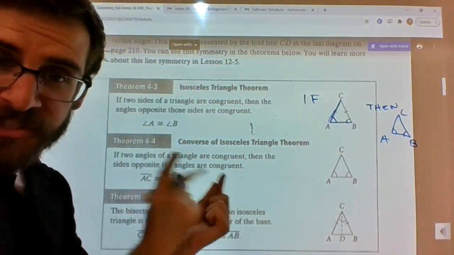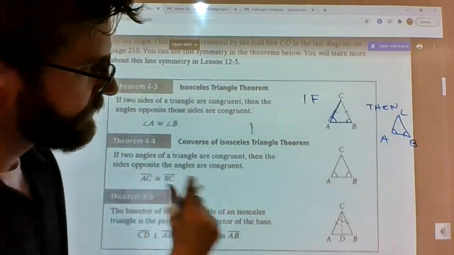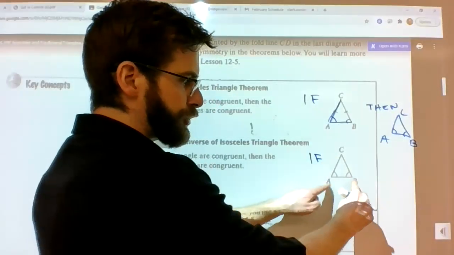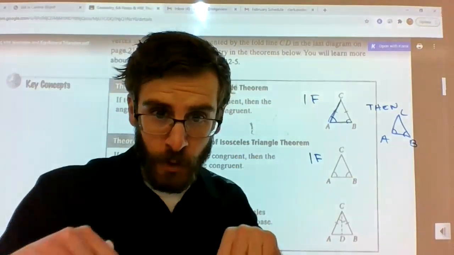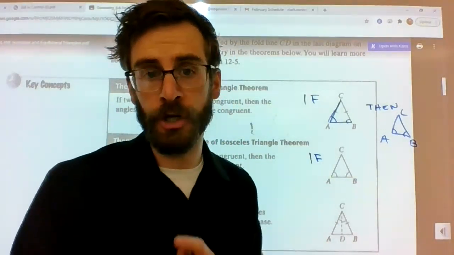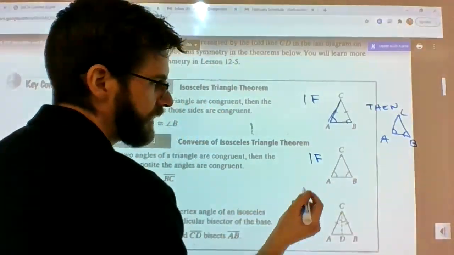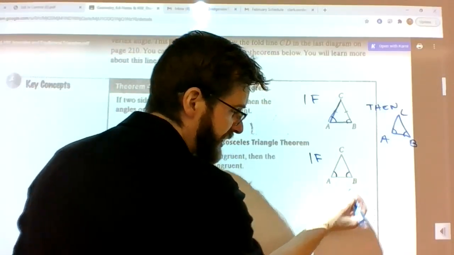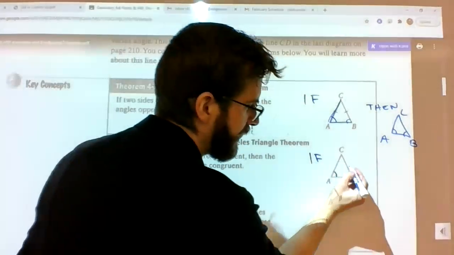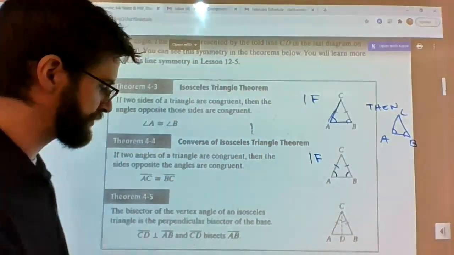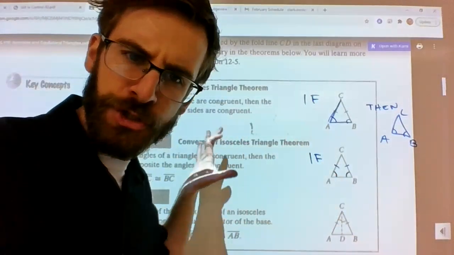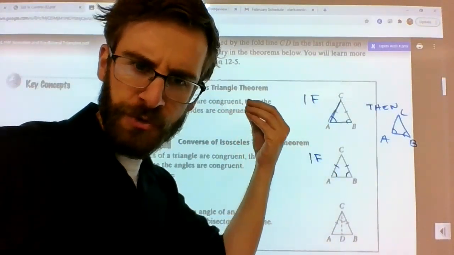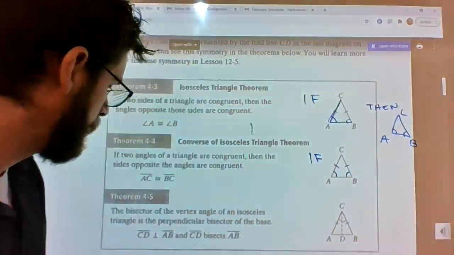And then the reverse of that theorem is true too. If you're given that two base angles, and the base angles are always opposite of the congruent sides, are the same, then you must have opposite sides that are also congruent. So very basic, very intuitive, like you would think that this is true just by looking at a triangle, right?